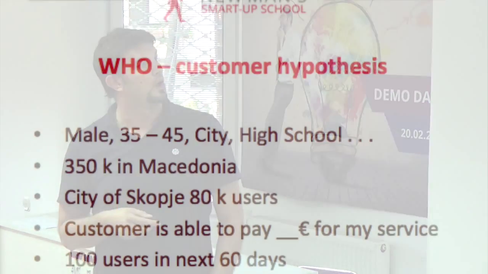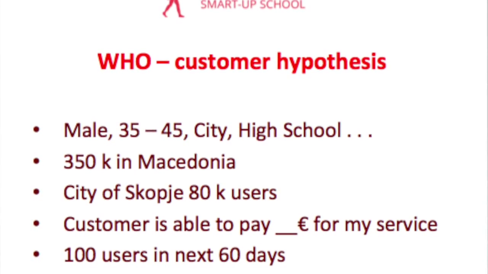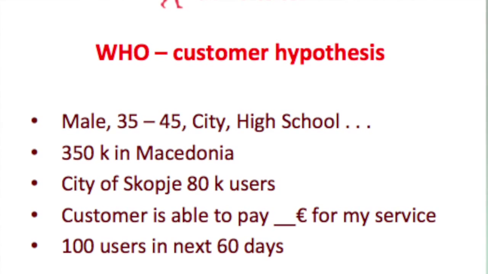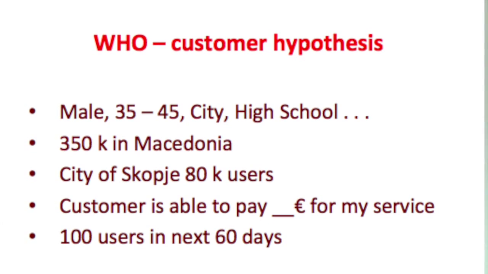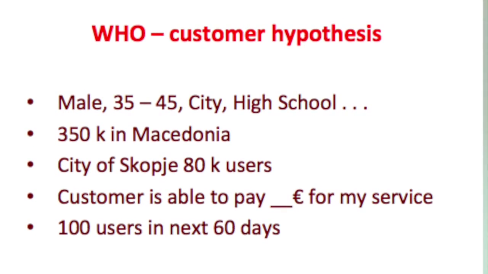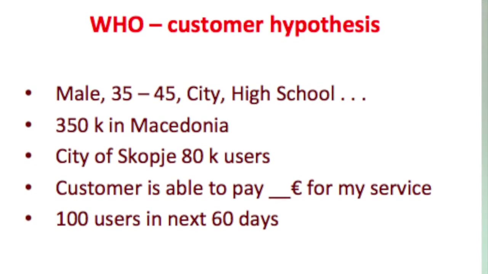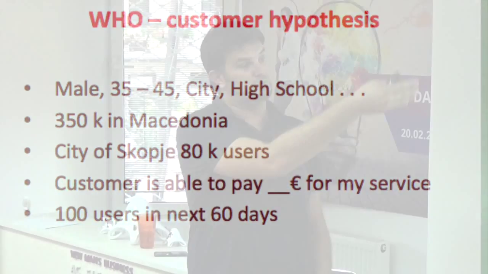Okay? And it looks like this. This is my customer. For who? Male, 35 to 40, living in the city, high school. There are 350,000 cases in Macedonia, but there are only 80,000 in Skopje. So this is my target. Customers able to pay X amount of money. Now I just put the number, but this is something to test.